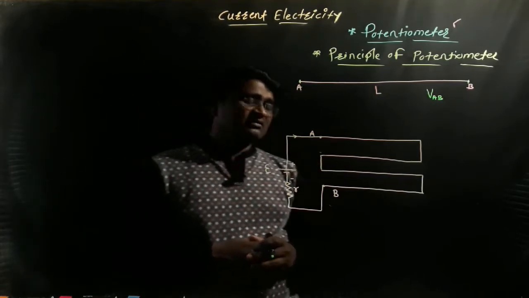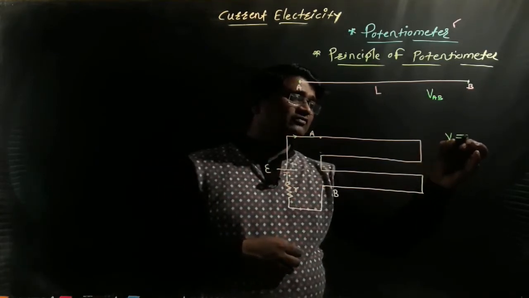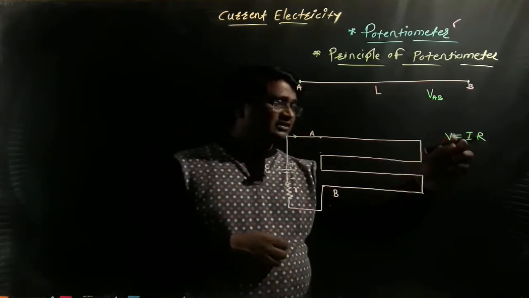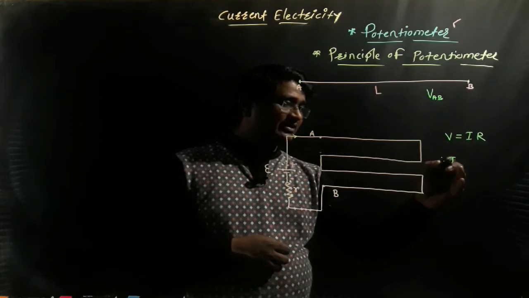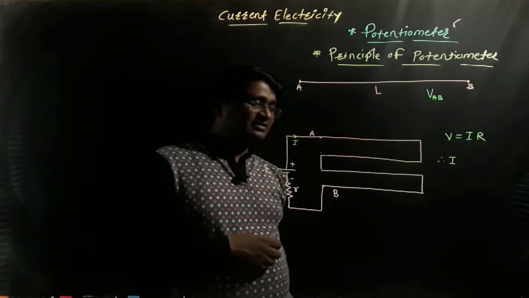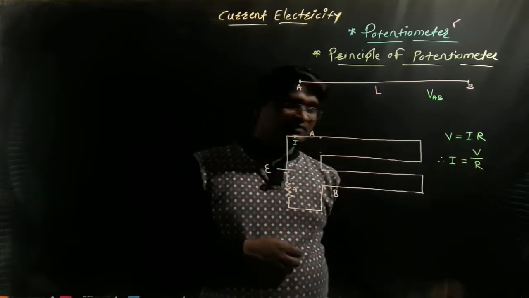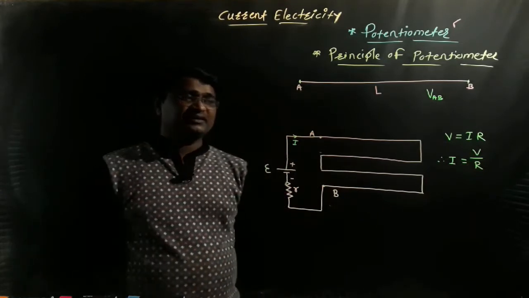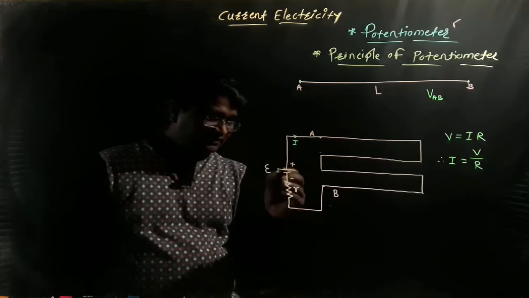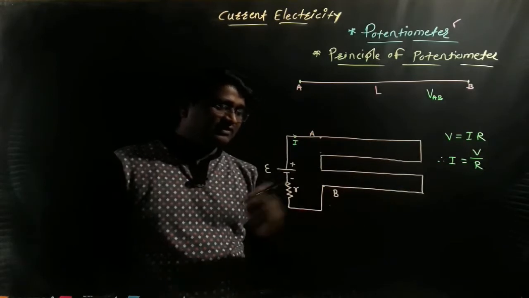Using Ohm's law, V is equal to IR, we can easily determine the electric current. Electric current will be denoted by I. How much electric current passes through the wire AB? By Ohm's law, I is equal to V upon R. Imagine that the resistance of the wire is denoted by capital R, and V is the total potential between the ends of the wire AB.